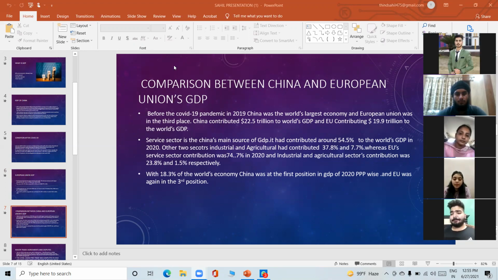The service sector is China's main source of GDP. It contributed around 54.5% in 2020. The other two sectors, industrial and agriculture, contributed 37.8% and 7.7%, whereas the European Union's service sector contribution was 74.7% in 2020. The industrial and agriculture sector contributions were 23.8% and 1.5% respectively. With 18.3% of the world's economy, China was in first position in the GDP ranking of 2020, while the European Union was again in third position.